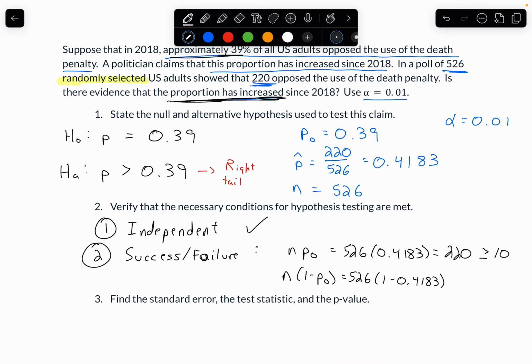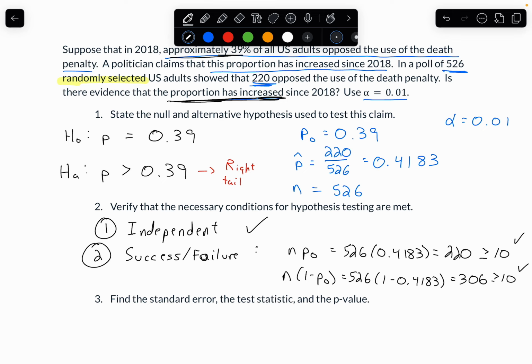Again, 526 times 1 minus 0.4183. This time around, I ended up with roughly 306, which is still greater than or equal to 10. So both of these are verified. We've met our conditions, which basically means we can continue on with the problem.